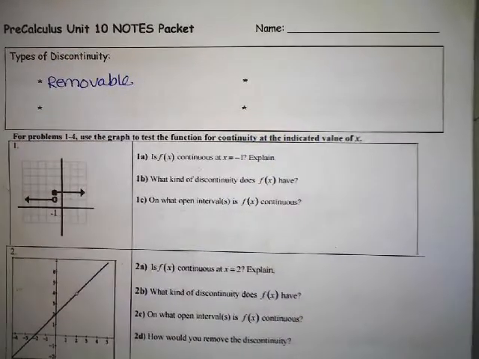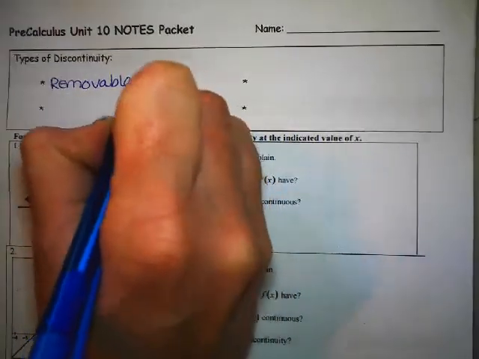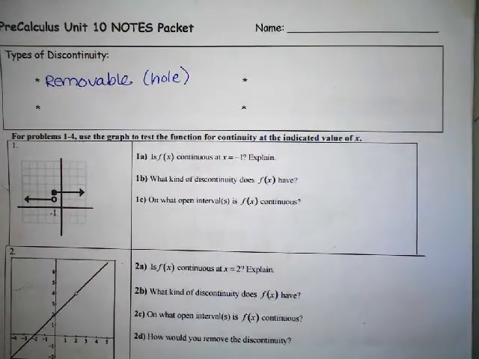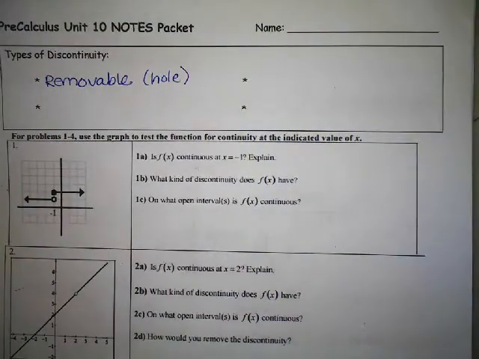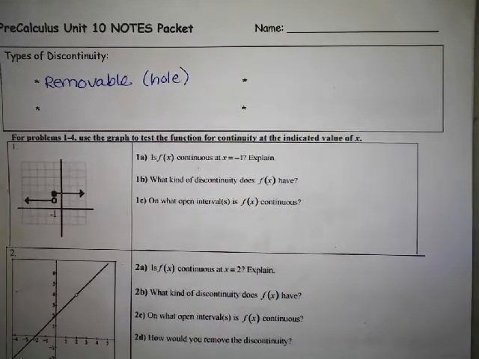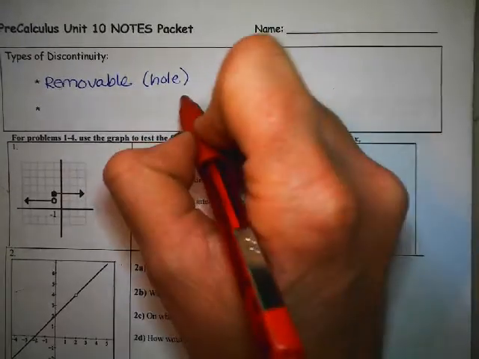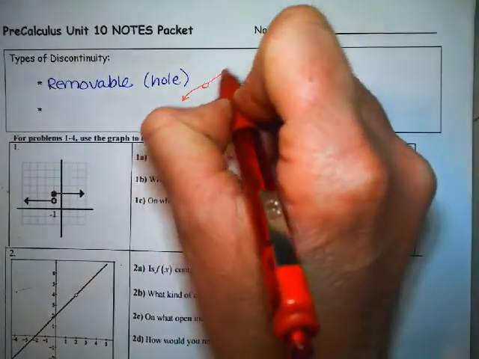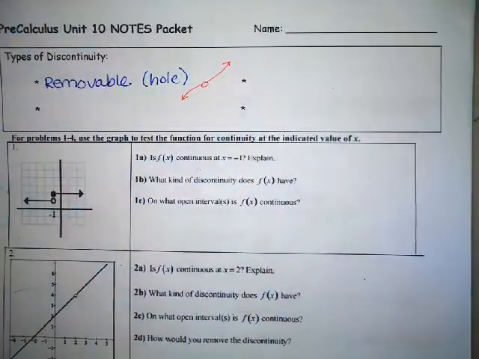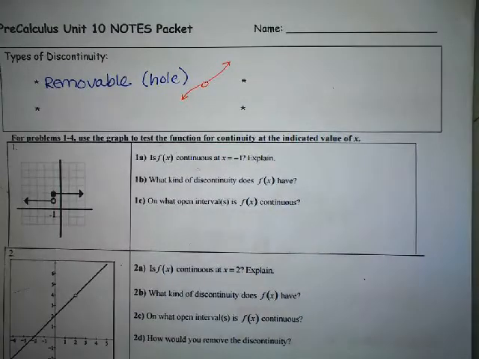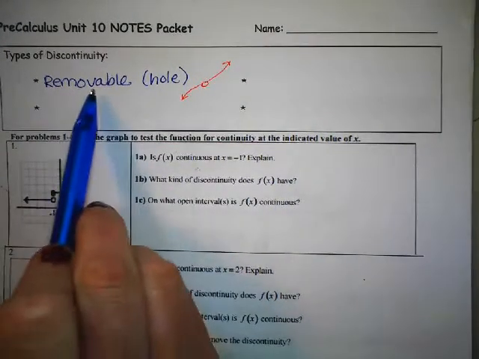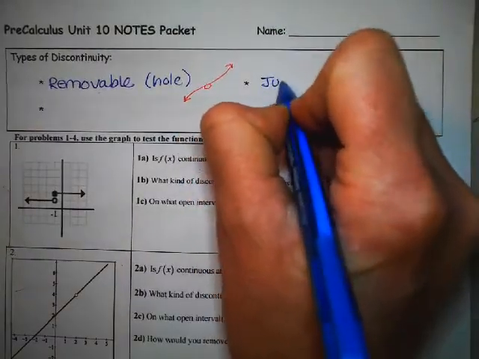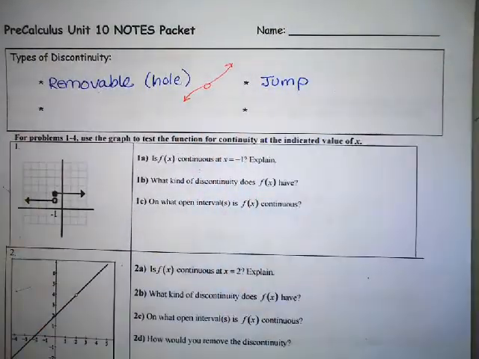A removable discontinuity is really just a hole in the middle of our graph. The only problem with the graph is that there is a hole in the middle of it. This is what something would look like if it was removable. You'd be going along and there would be this hole in the middle, and then it would keep going. But the hole would be the problem that would make it discontinuous. So that's called removable.